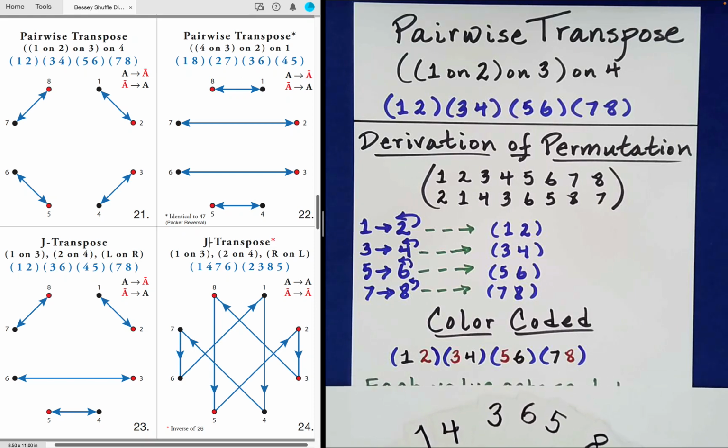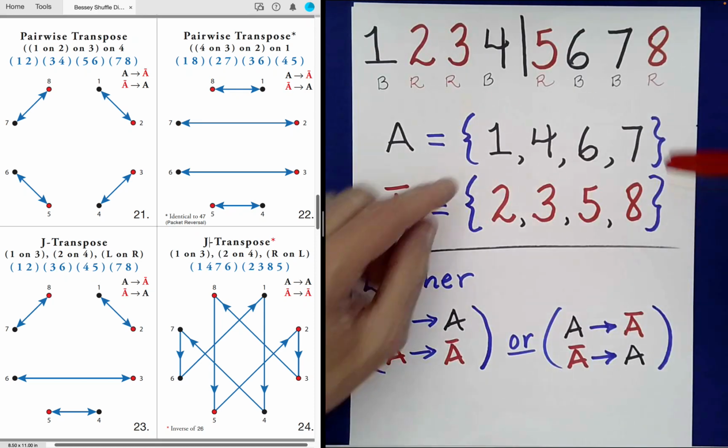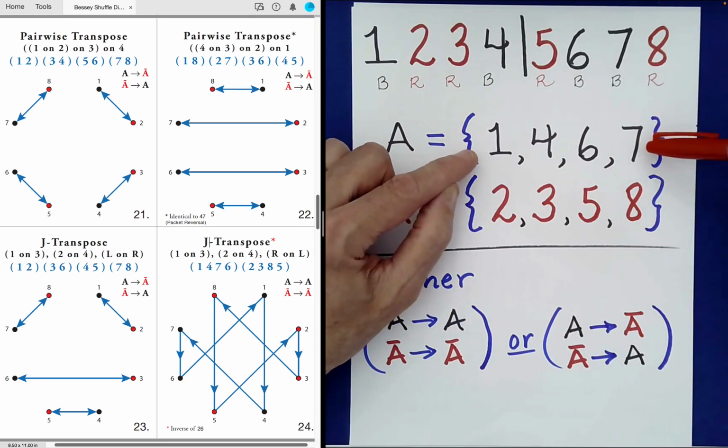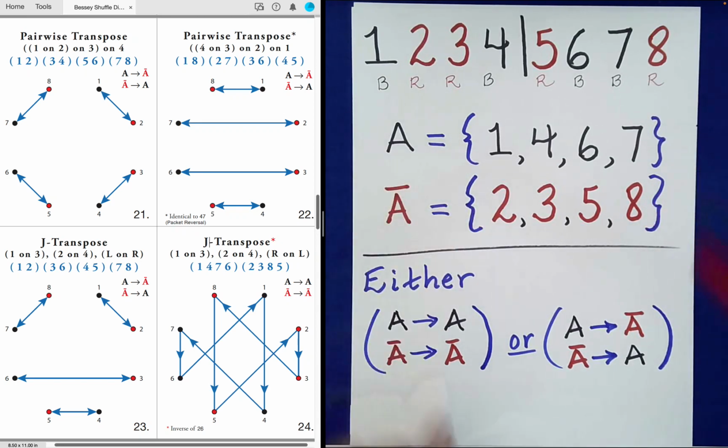So we can see that something very important has happened here. Each value gets sent to a value of the opposite color. And as we know from our previous videos, this means an inversion has occurred, which simply means that the cards in positions 1, 4, 6, 7 get moved somewhere to positions 2, 3, 5, 8, and vice versa. So we have this situation resulting.